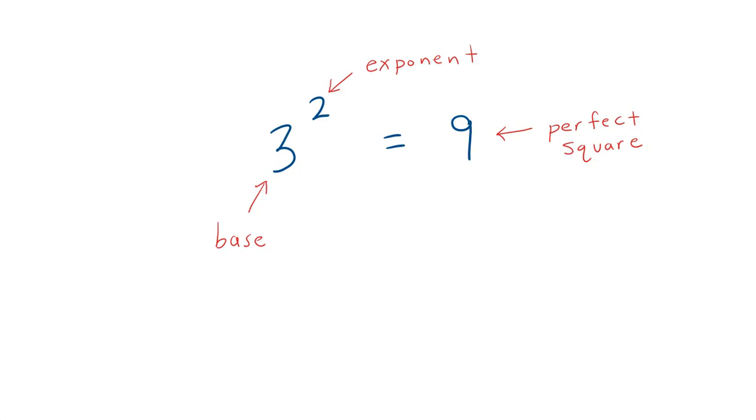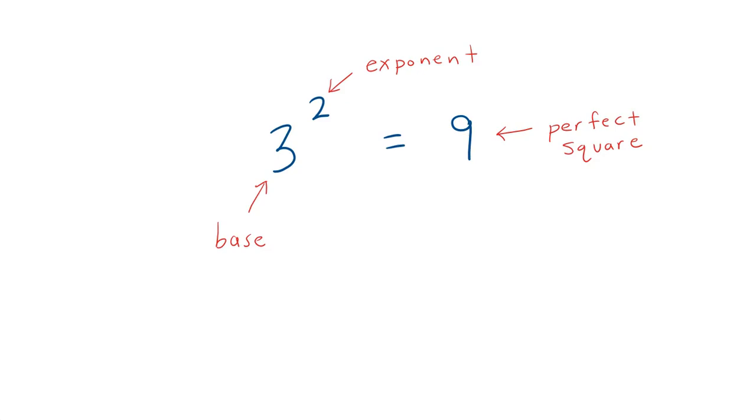So 1 is a perfect square because it's 1 times 1, or 1 squared. 4 is a perfect square because it is 2 squared. 16 is a perfect square because it is 4 squared. 25 is a perfect square because it is 5 squared, and so on.